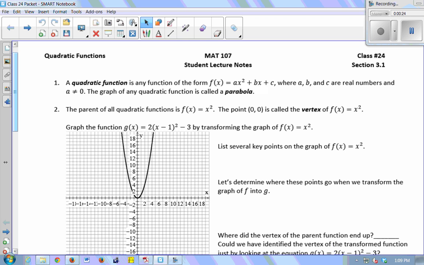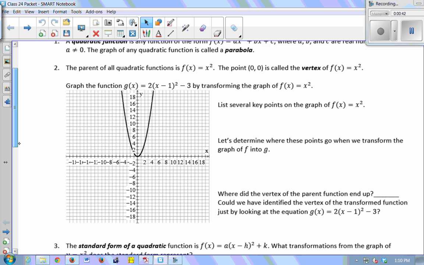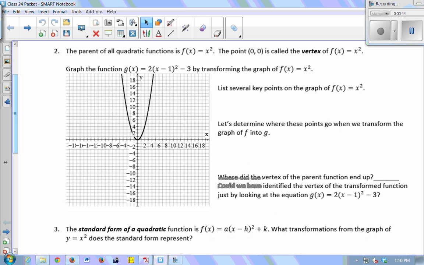All right, so today we're going to talk about quadratic functions, and a quadratic function is any function that can be written as ax squared plus bx plus c, where a, b, and c are real numbers and a is not 0. And the graph of any quadratic function is called a parabola, and the parent of all quadratic functions is x squared. And we already know what x squared looks like. We've worked with it a lot. The point 0, 0 on the graph of x squared is called the vertex of x squared. It's that minimum point or the turning point where we switch from decreasing to increasing.